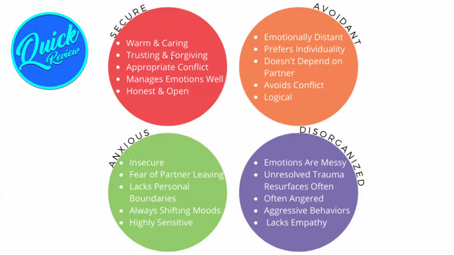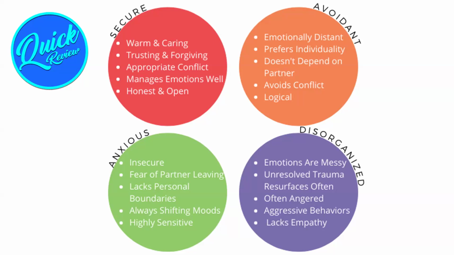In secure attachment, the child will be very securely attached towards the caregiver or mother, with a warm, caring, trusting, forgiving type of approach. He'll not have many conflicts. He will manage his emotions very well, and have a very honest kind of relationship with his loved ones.